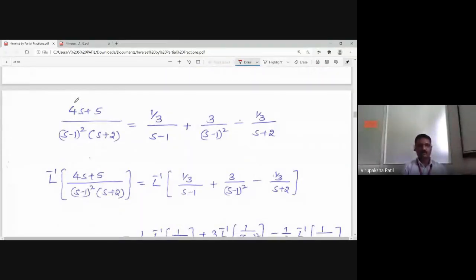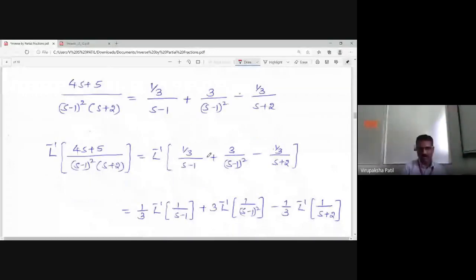Then you can write (4S plus 5) divided by (S minus 1) whole square (3S plus 1) is equal to (1 by 3) divided by (S minus 1) plus 3 divided by (S minus 1) whole square minus (1 by 3) divided by (S plus 2) you will get. Operating L inverse on this, you can write like this. That is L inverse of 1 by 3 divided by S minus 1 plus 3 divided by S minus 1 whole square minus 1 by 3 divided by S plus 2.